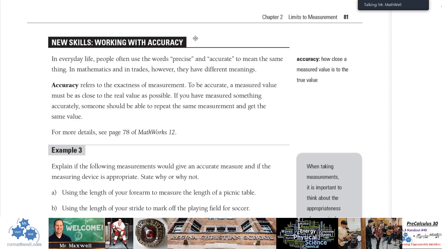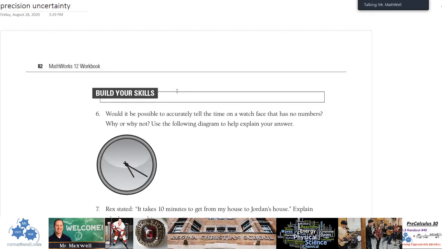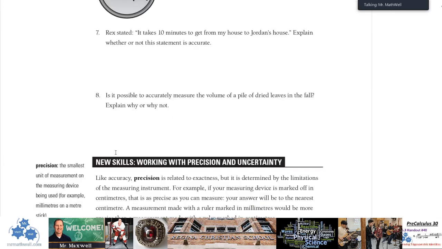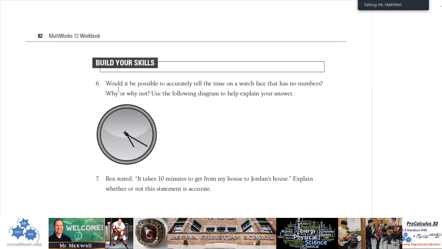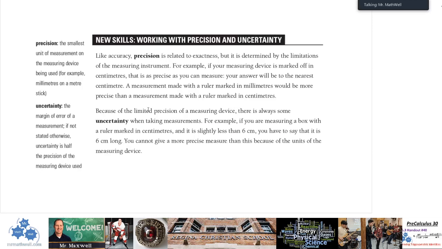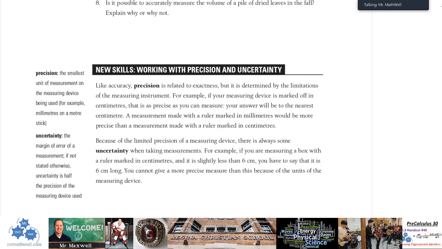We do know that. The other thing that we need to talk about is precision, and that's what we talk most about here, precision and uncertainty. So precision is related to exactness. So recall, precision is related to exactness, so it's basically how precise can you be, right? And so it is also related to the units of measurement on the measuring device.